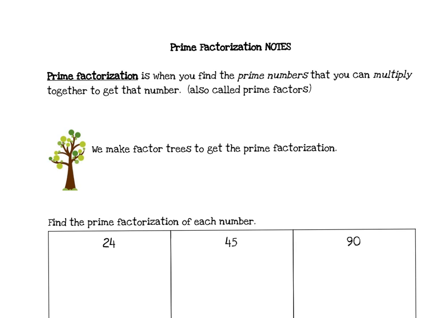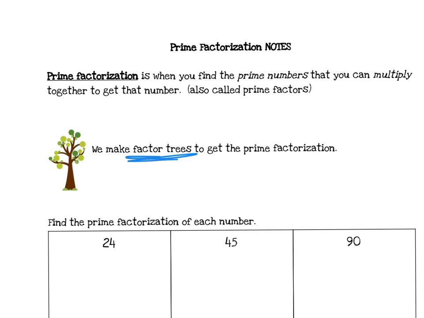Okay, when we were listing factors, we were making rainbows. But now today, when we find the prime factors, we're actually going to use factor trees. Okay, it's a lot of nature we're talking about here, isn't it?